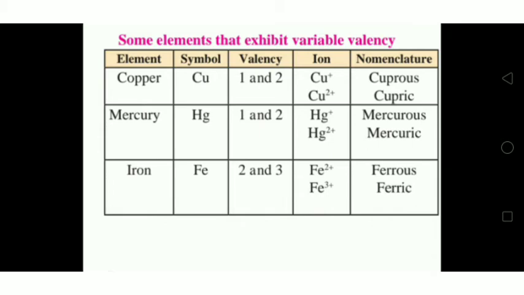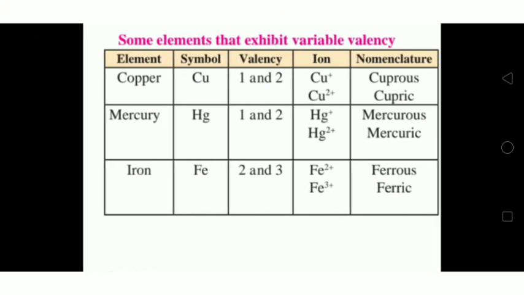So their valency is 1 and 2. Copper is Cu+, Cu2+, and their nomenclature is cuprous, cupric. For mercury, the symbol is Hg. Valency is 1 and 2. Mercury is Hg+, Hg2+, and nomenclature are mercurous and mercuric. Also for iron is Fe. Valency are 2 and 3. Iron are Fe2+ and Fe3+, and nomenclatures are ferrous and ferric.